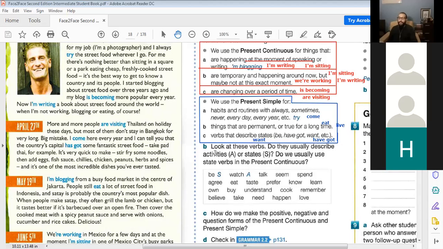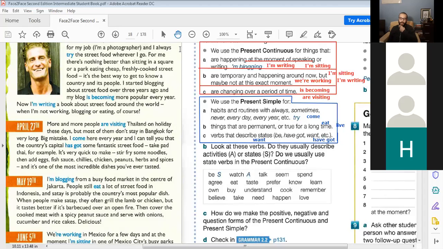So in part B, it says, look at these verbs. Do they describe activities or states? Now, a very easy way to tell the difference between a state verb and an activity verb is to try to use it in the present continuous, okay? Any verb, if you're not sure, is this verb a state verb? Is this verb an activity verb? Put it in the present continuous.